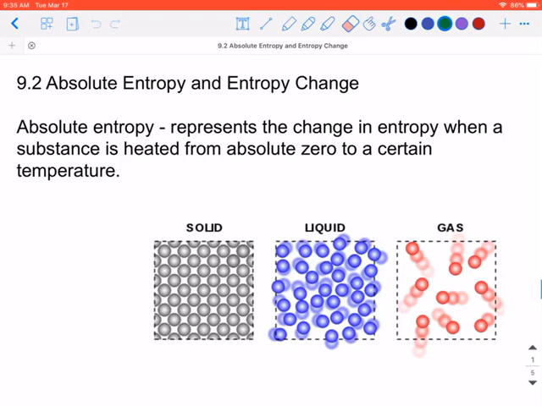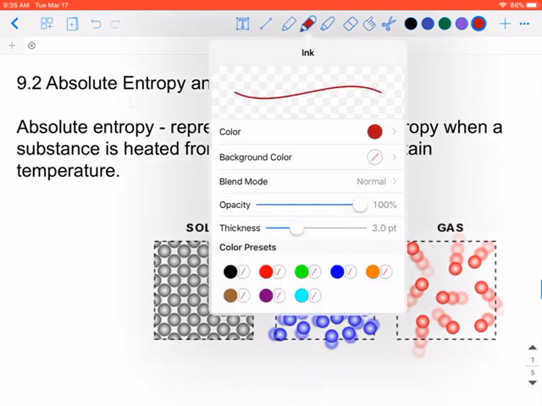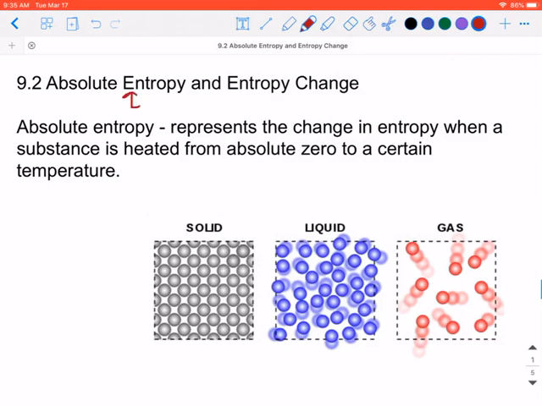So entropy, right? You learned all about entropy in the last video with this idea of disorder. And when there's more disorder, the entropy is higher. So entropy is represented, what in the world is that? So entropy is represented by the letter S.